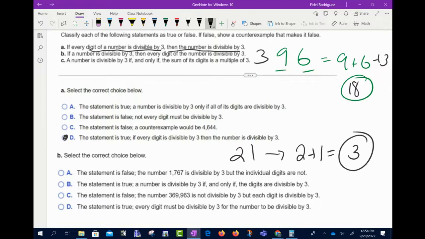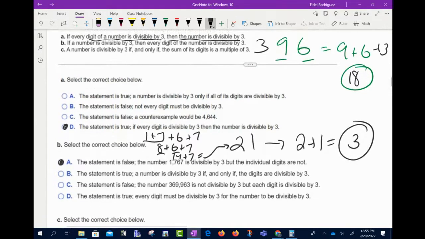So let's take a look at the choices that I have. And the first one says the statement is false. The number 1,767 is divisible by 3, but the individual numbers are not. So let's take a look. Let's take 1 plus 7 plus 6 plus 7. So 1 and 7 is 8 plus 6 plus 7. 8 and 6 is 14 and 7 is 21. Okay, so yeah, look, here's another one. That number can be divided by 3, but the individual numbers can't. So I would say, look, choice A. Okay.